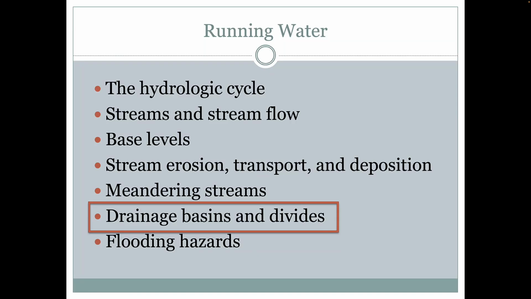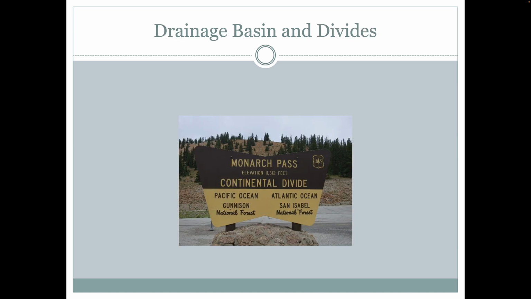Let's talk about what we mean by drainage basins and drainage divides and why they're useful. Let's start with drainage divides. Probably the most famous drainage divide in the United States is the Continental Divide in the Rocky Mountains. The Continental Divide divides the area where water flows into the Pacific Ocean on one side and into the Atlantic Ocean on the other side.